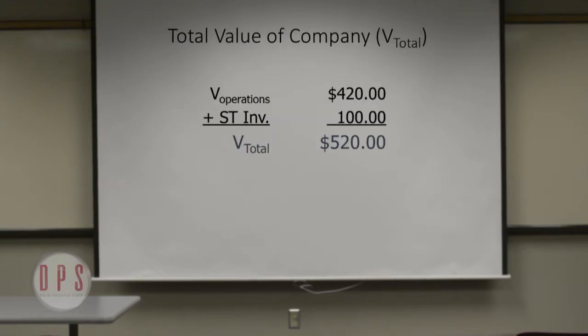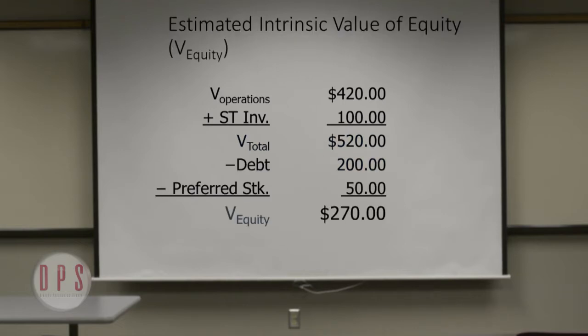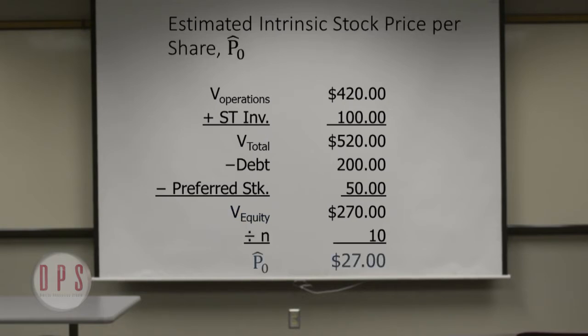Now, we have to add back short-term investments, because that's part of the source of value in the company. So we add the 420 million to the 100 million, and we have a total of 520 million here. We have to subtract out debt and preferred stock, so we get the total value of equity in the company, which would be equal to 270 million. Now we divide that by the number of shares outstanding, which is 10 million in this example, and then we come up with a stock price of $27 for each share.